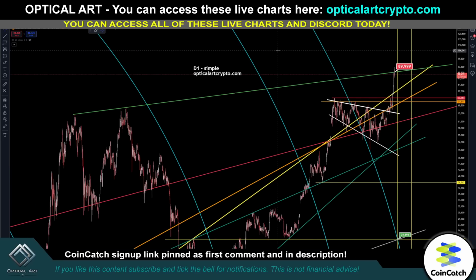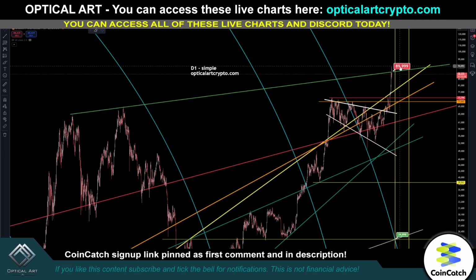Now we do need to cover a couple other things. So you can see our main resistance was when you connect these tops right here and right here. That did give us this point where we got rejected. Obviously, if we get above 90K, guys, we're going much, much higher. We have not got above that point yet. We need to cover something. We have a gap below on the Dow, and we have a gap below on Bitcoin. We're going to cover that also.